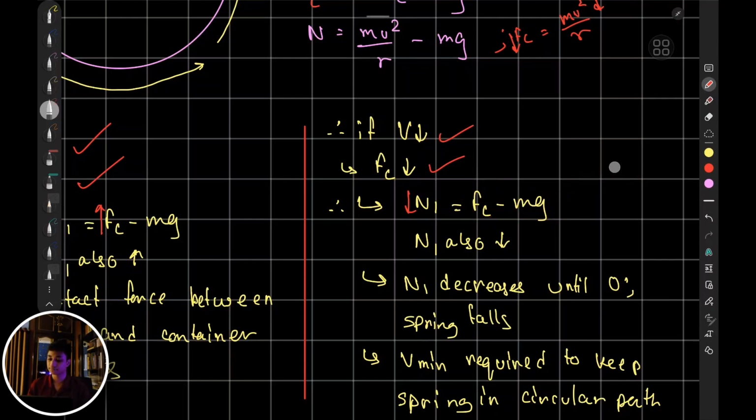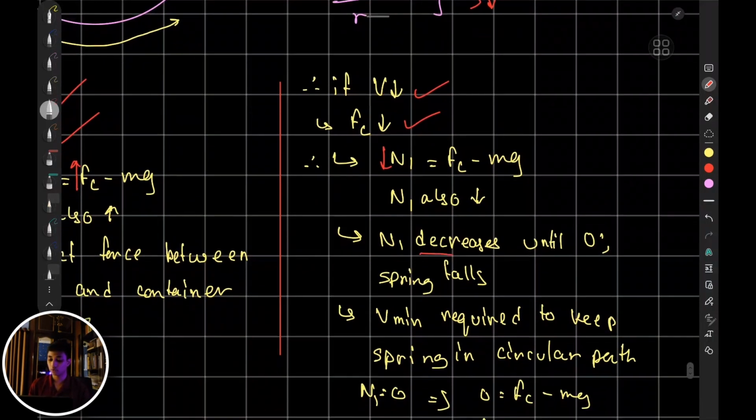So for that, we know that the normal contact force will decrease until it is 0. Meaning, the value up to which the water, or let's say the springs, are no longer in contact with the bottom of the container, that means the normal reaction force is 0. There is no contact between the springs and the container.